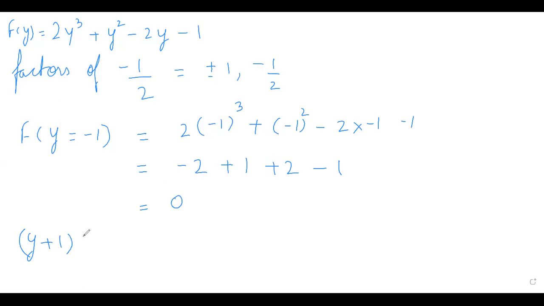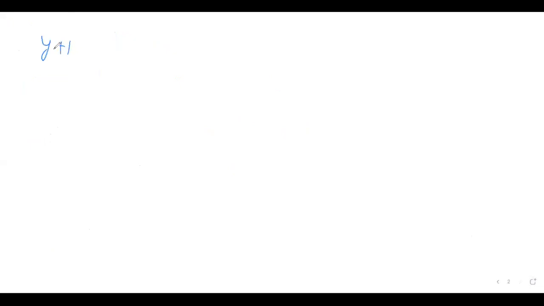Now we will be following the same method. We have to divide the whole polynomial 2y cube plus y square minus 2y minus 1 by y plus 1. If I want to get 2y cube, I have to multiply y by 2y square.